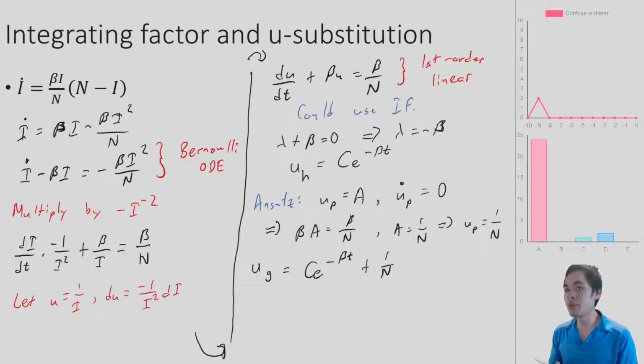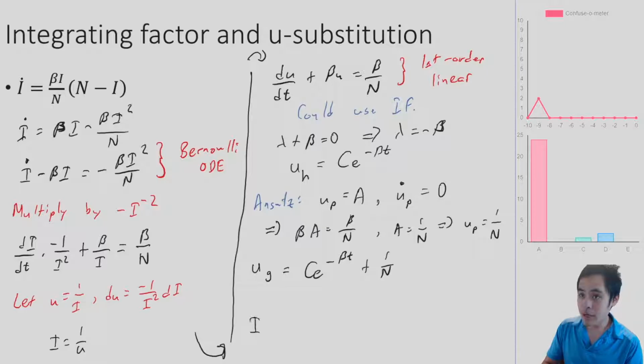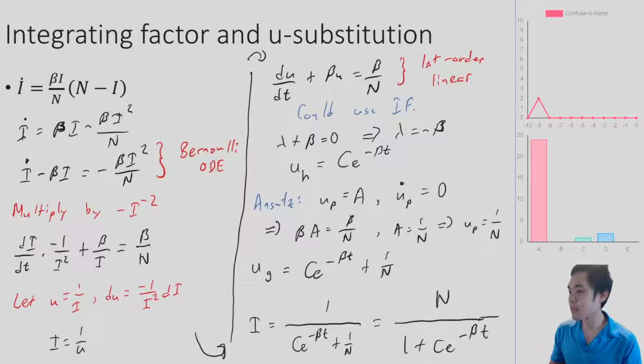Well, we know that u is equal to 1 over I, and so therefore I is equal to 1 over u. And so I is equal to 1 over c e to the minus beta t plus 1 over n. Let's multiply both the top and bottom by n and rearrange it slightly. So this is equal to n over 1 plus c e to the minus beta t.